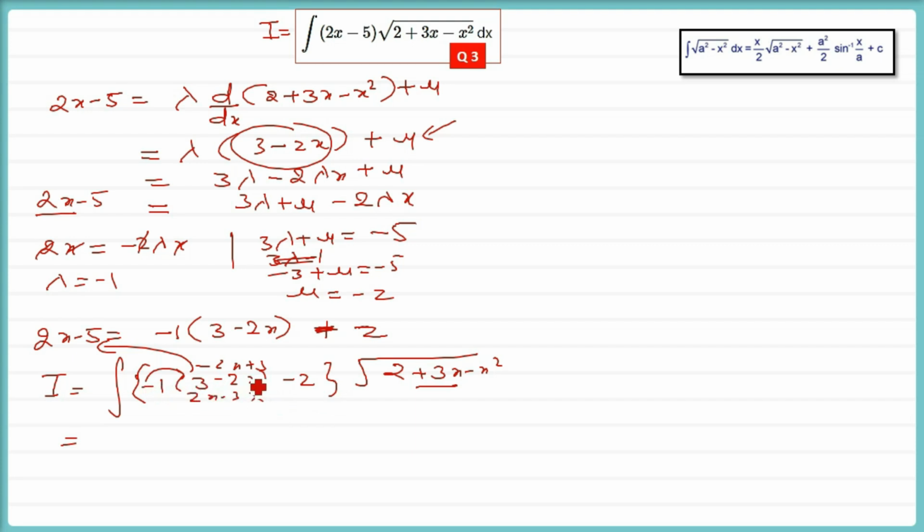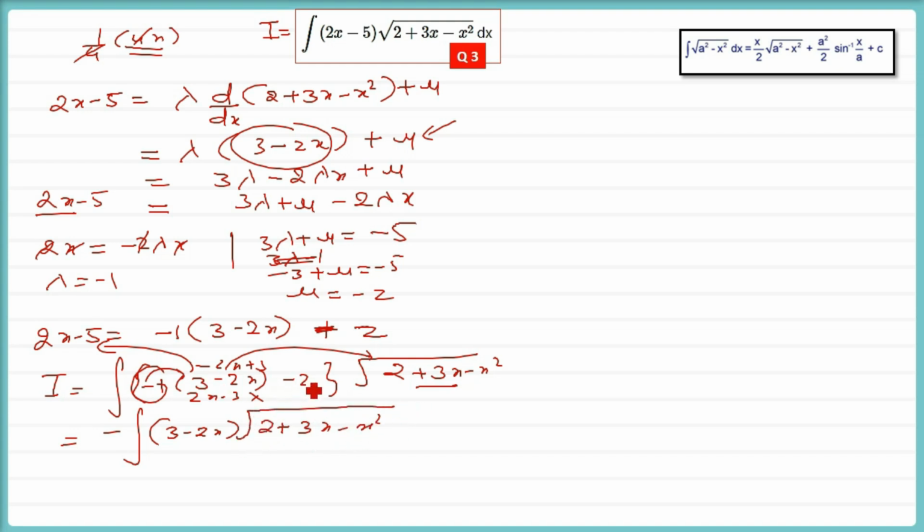In the previous question, if you remember, 1 by 4 into 4x, normally you and I would do what? 4 and 4 cancel, x will be the result. No, you have to keep this 4x alive in order to use certain direct results of the integration. So 3 minus 2x will remain like this. Negative 1 I am taking outside. Then you have under root 2 plus 3x minus x square, because I have multiplied negative 1 into 3 minus 2x with the under root term. And the second term, which is negative 2, will be multiplied with under root 2 plus 3x minus x square.